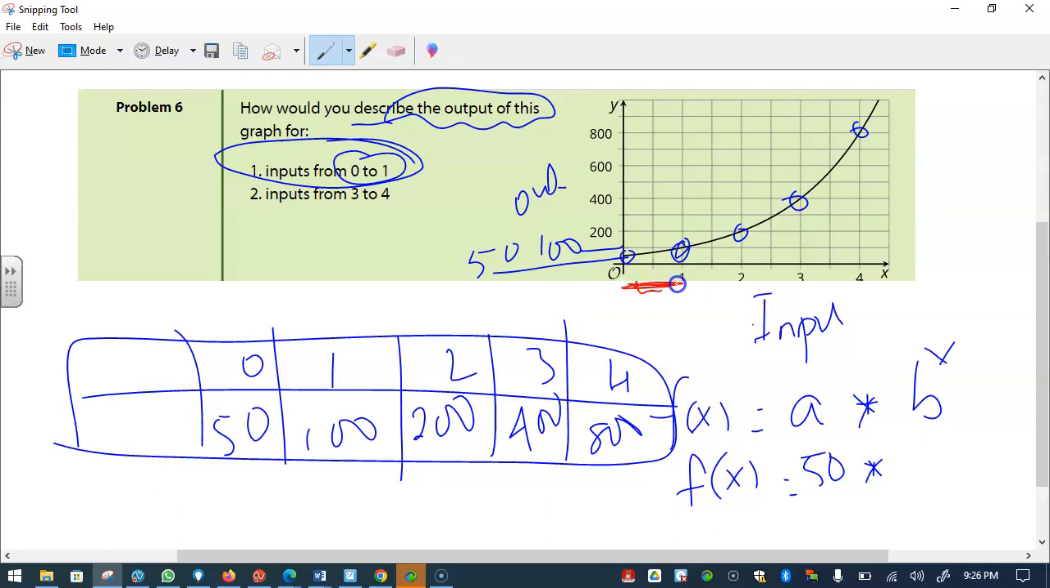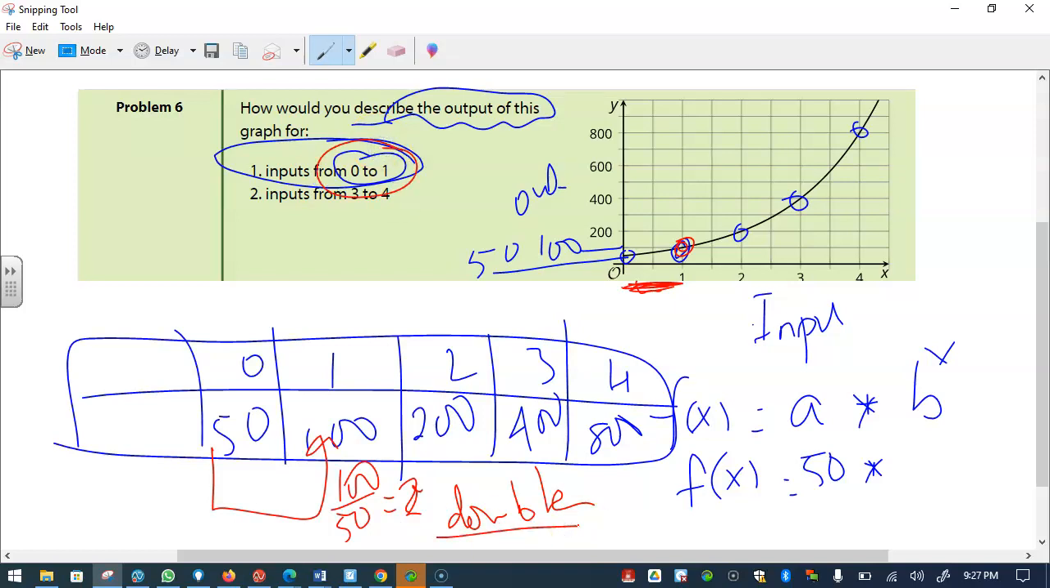So from 0 to 1, you can see this graph. That means 0 to 1, from here to here. And you can see 100 divided by 50 is 2. It doubles, right? So that's what the question is. So you just say there is a growth factor of 2. So for the input 0 to 1, the growth factor doubles.